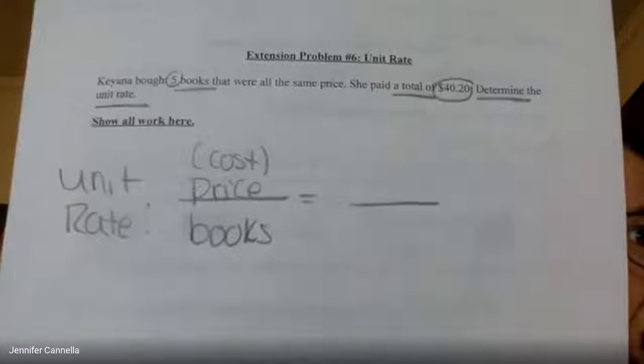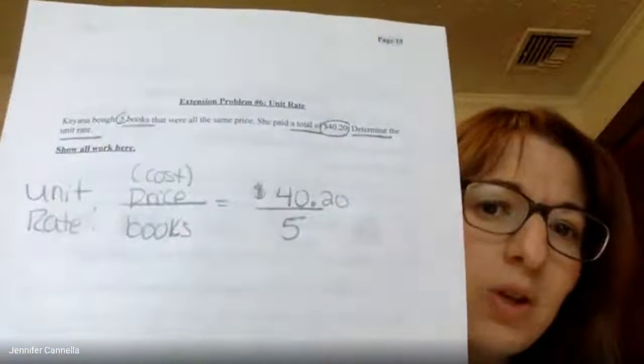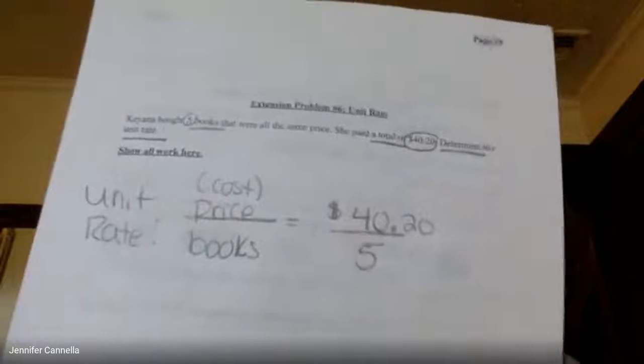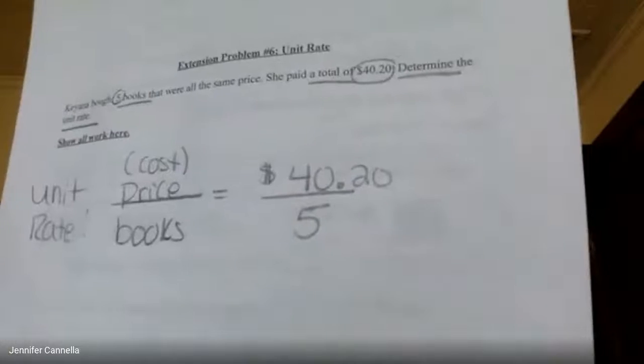For $40.20. For how many books? For 5 books. Okay, so I'm going to match up cost at the numerator, the top, which is $40.20. And the books goes on the bottom, which is 5. Now you have to do division. So you're going to divide $40.20 by 5 to figure out how much one book is.